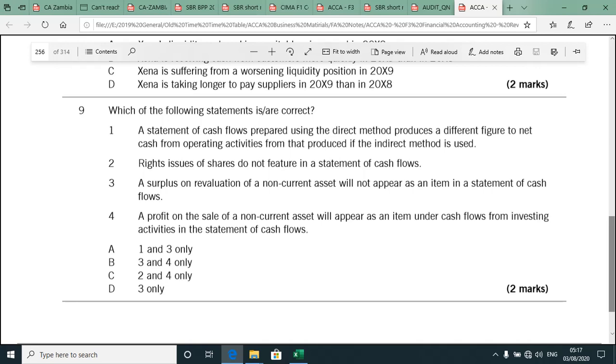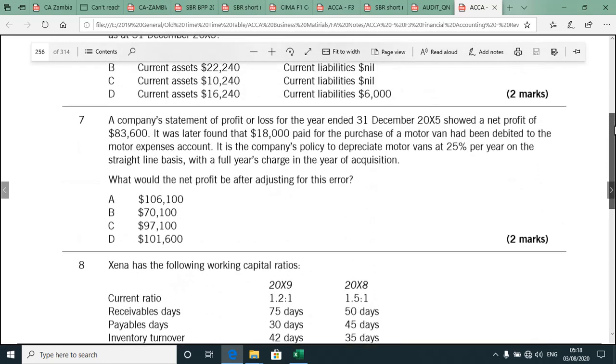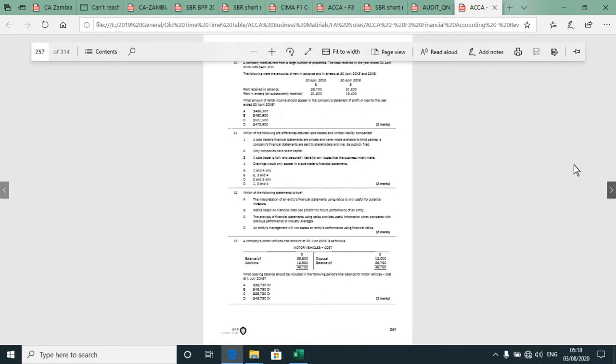Then 3 says a surplus on evaluation of a non-current asset will not appear as an item in the statement of cash flows. That's correct, because a surplus on evaluation does not give rise to cash. It's a gain on paper. And then 4 says a profit on the sale of non-current asset will appear as an item under cash flows from investing activities in the statement of cash flows. No, a profit on sale of non-current asset appears under operating activities. So the best option is 3 only, which is D.